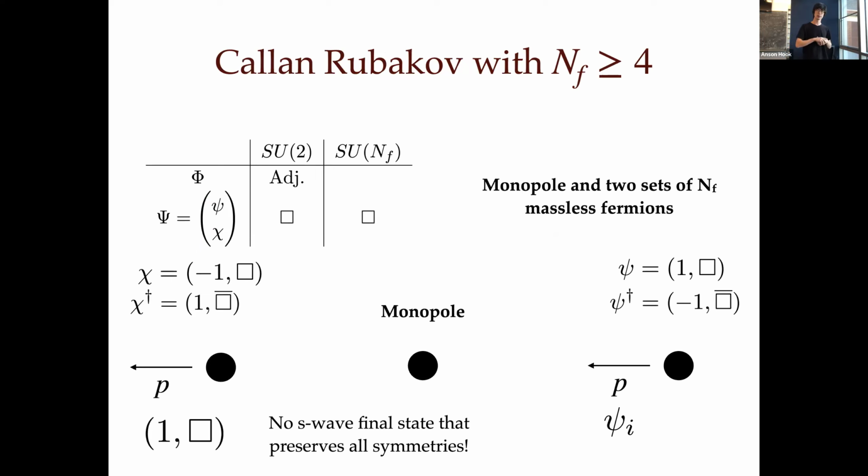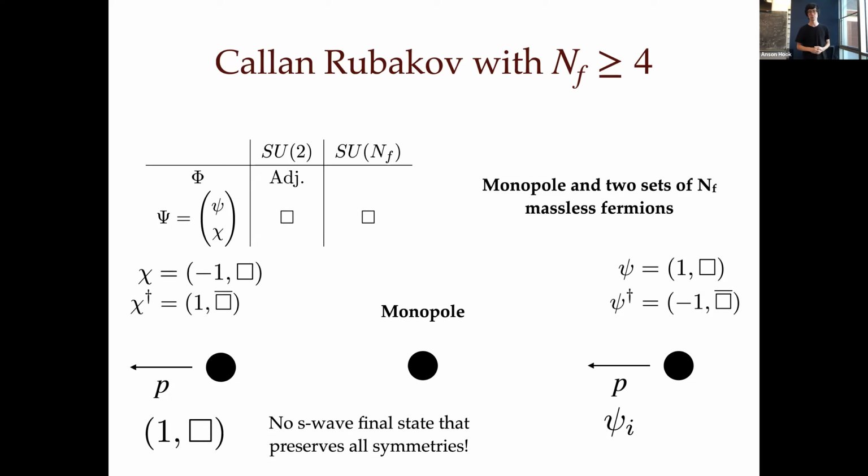If you take the theory, like I wrote here, it has an SU(NF) flavor symmetry, and you throw in one of the fermions, let's say the top piece, psi, and you look at the S-wave final states that preserve all symmetries, you discover there is no S-wave final state that does this.